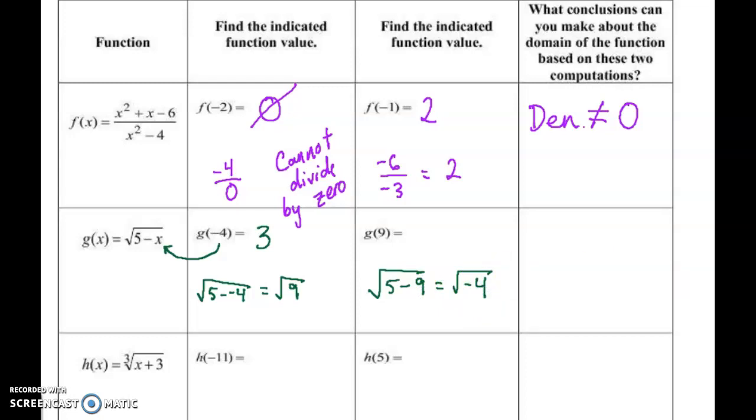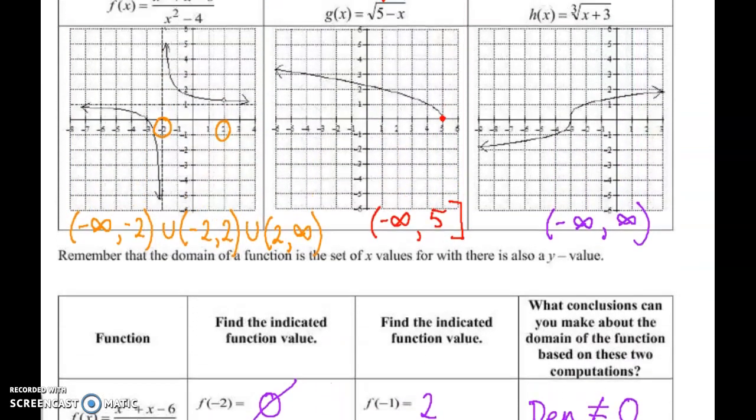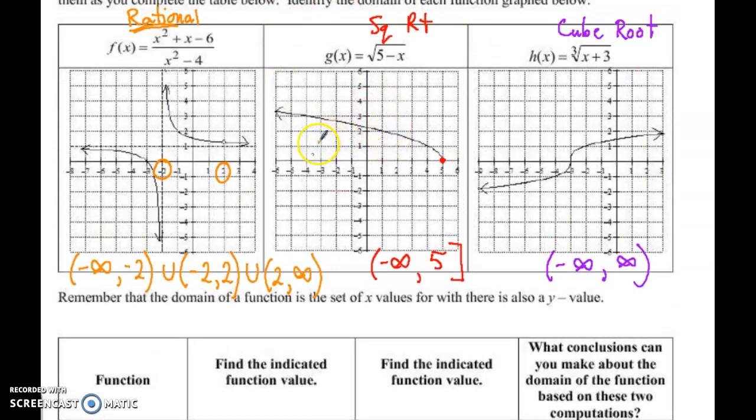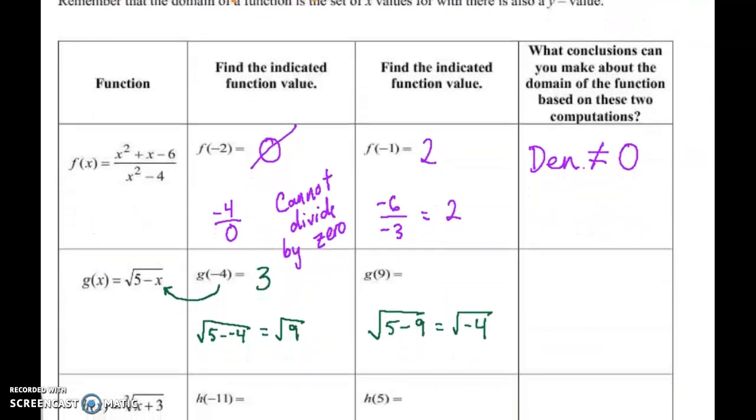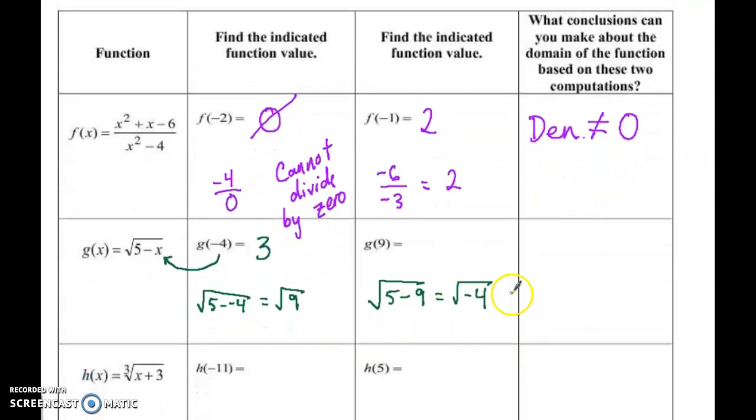And if we go back to our graph, this is our graph, by the way, and when I got negative 4, my y value was 3, so that checked out. But it's undefined once I get to x equals 9. There's no graph to the right of x equals 5. And what's the issue? We cannot square root a negative. That's why this is an undefined answer. So what conclusion can you make?